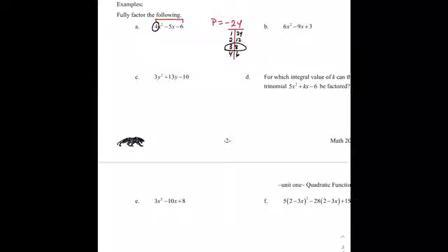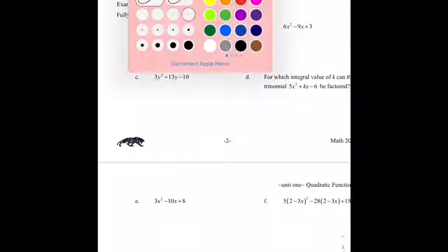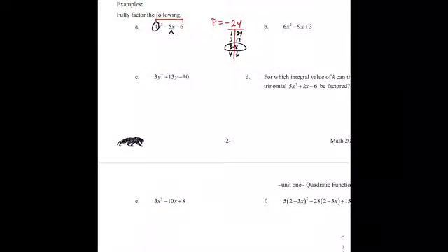Let's just erase some of this for a second. We're going to break this down into a 3 and an 8. But now which one has to be negative? We know that we need a negative 5, so the bigger number has to be negative. So this is going to be a negative 8x plus 3x.